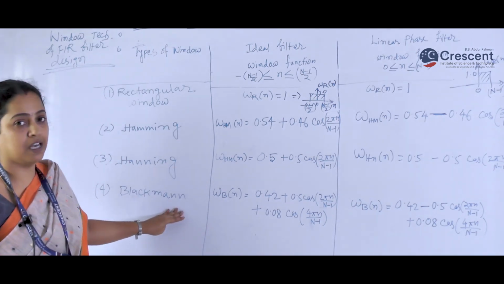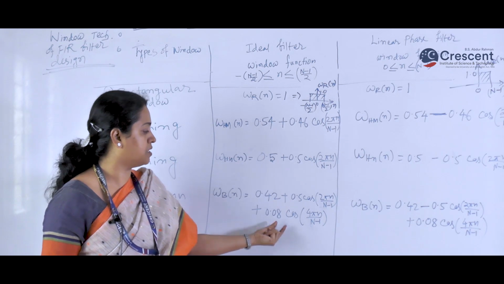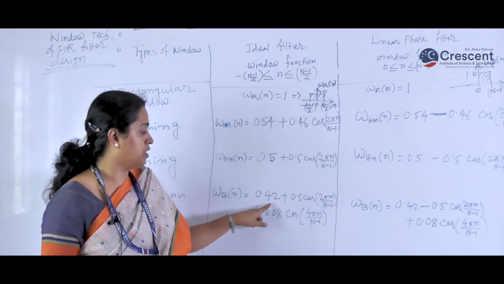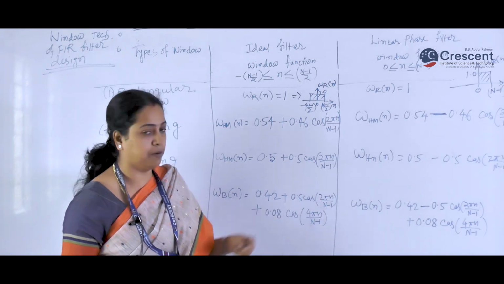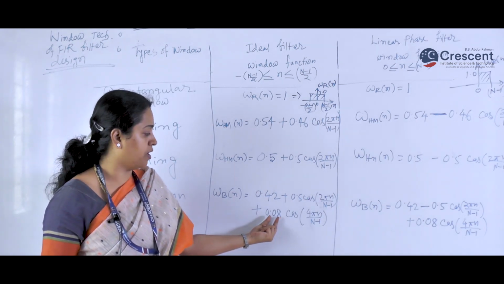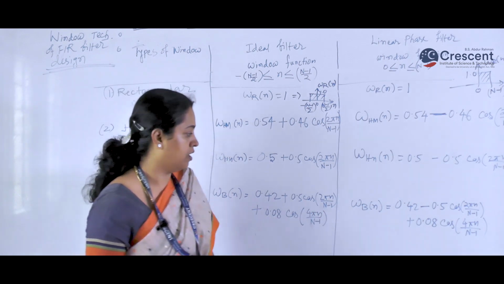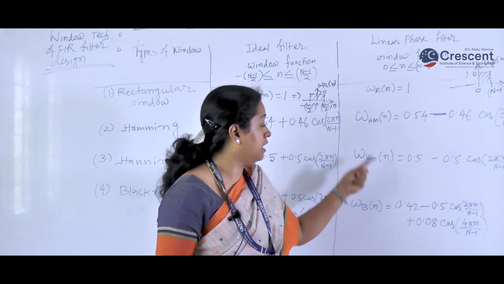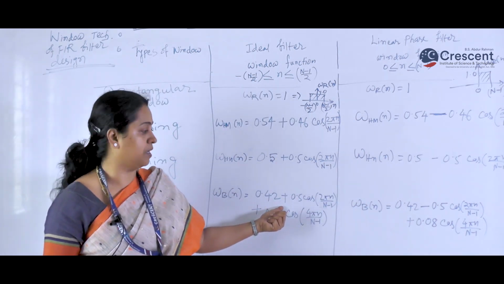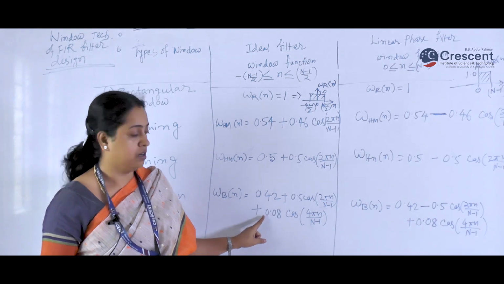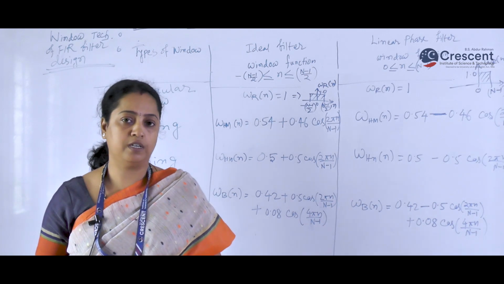In case of the Blackman window, you see that we have 3 terms instead of 2 terms in the window function. So it is 0.42 plus 0.5 cos(2 pi n divided by N minus 1) plus 0.08 cos(4 pi n divided by N minus 1). Whereas in case of linear phase, only the first sign is changed from plus to minus, the second has no change. So we have to remember these window functions when we are designing an FIR filter using a window.